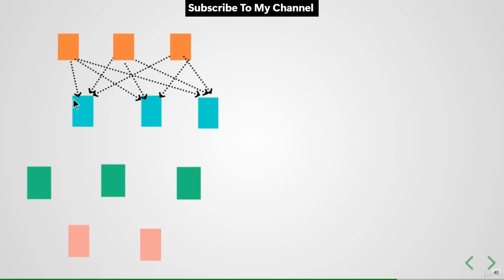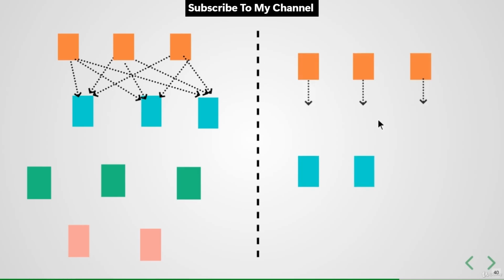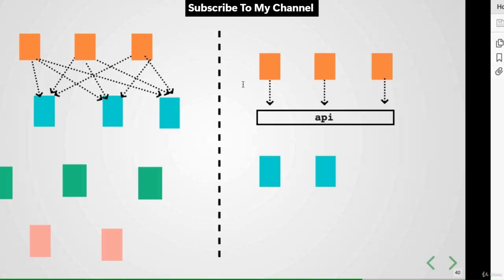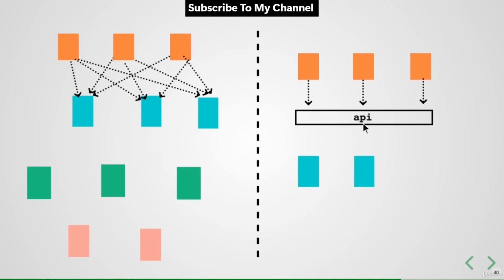So instead of this, if you had one single endpoint, let's say by the name catalog, and that in turn maintains the list of pods available, that would be much easier. And this is where service discovery comes into the picture.